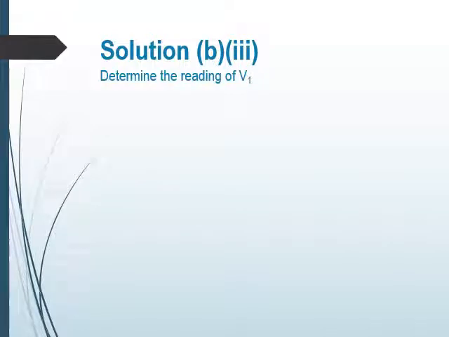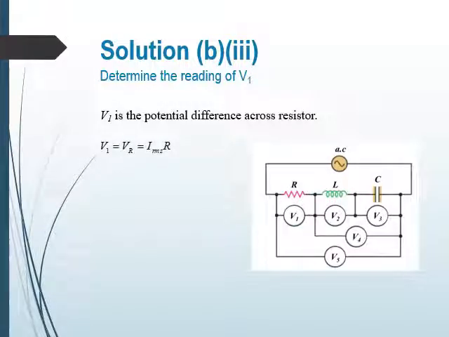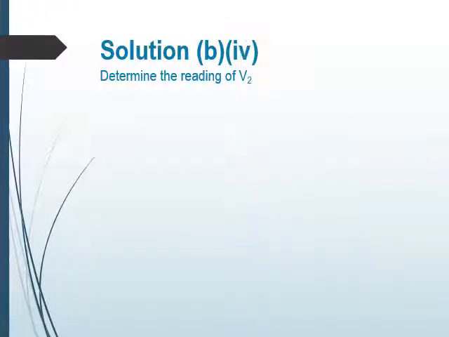Question 3 determines the reading of V1. So let's look at the diagram. According to the diagram, V1 is the potential across the resistor. Therefore, V1 is equal to VR and it is equal to IRMS R. So substitute the values into the equation. VR is equal to 1 volt. So the reading of V1 in this case is equal to 1 volt.